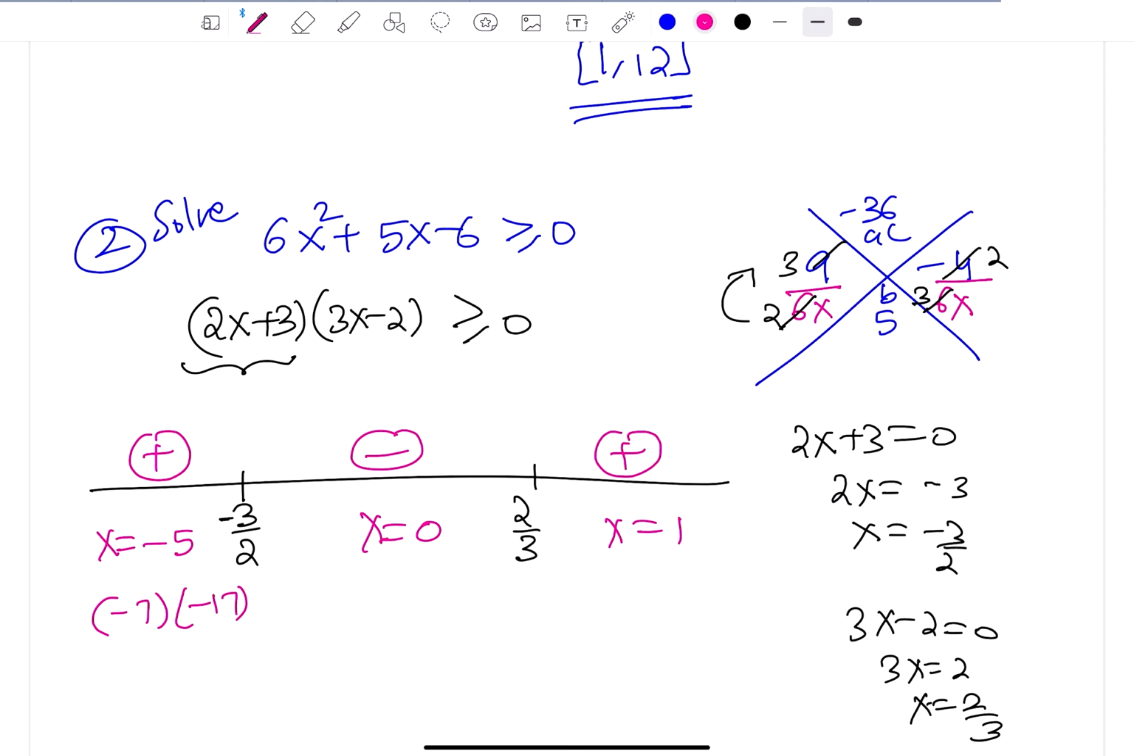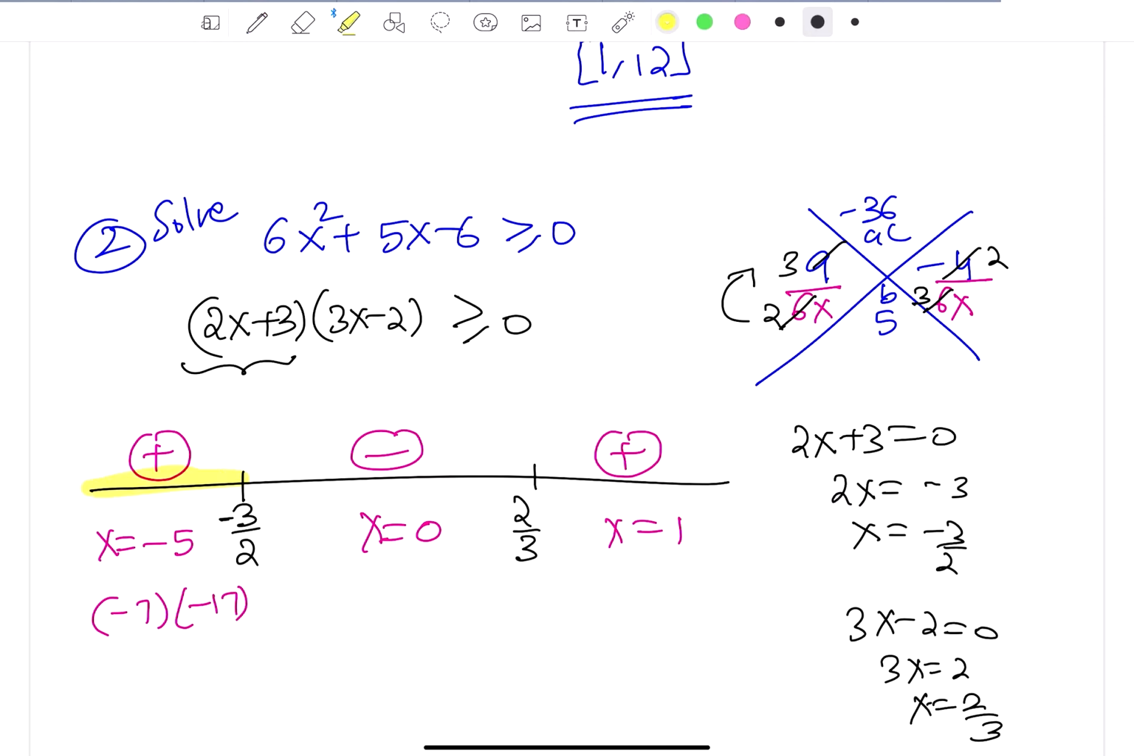So we wanted our inequality to be greater than or equal to 0, which is happening here and here. We also wanted it to equal 0, so we're going to include the endpoints. So my solution in this case would be negative infinity to negative 3/2 union 2/3 to positive infinity. And that's our solution for this quadratic inequality.